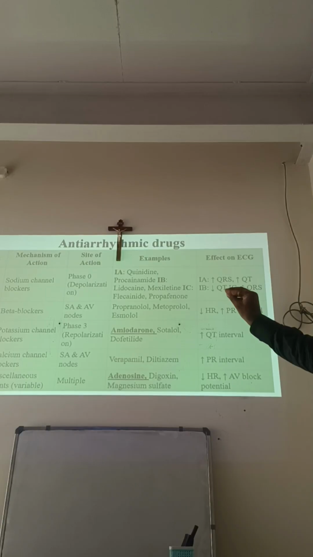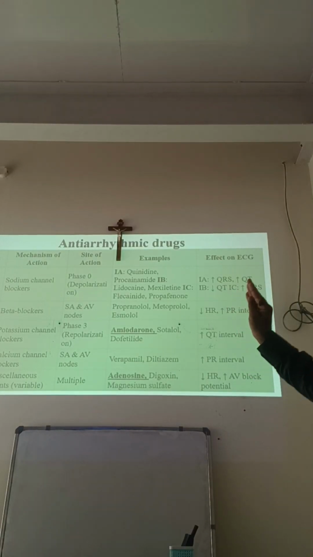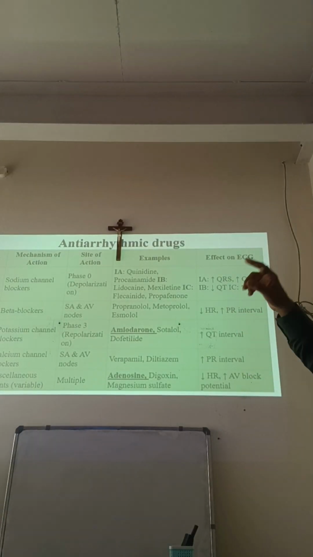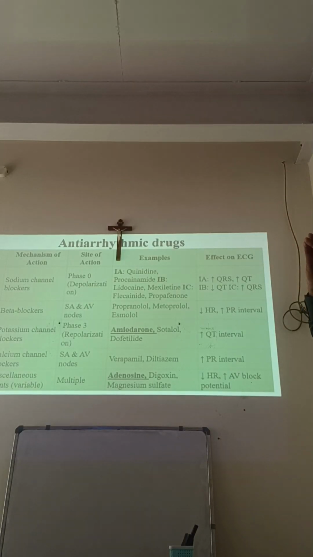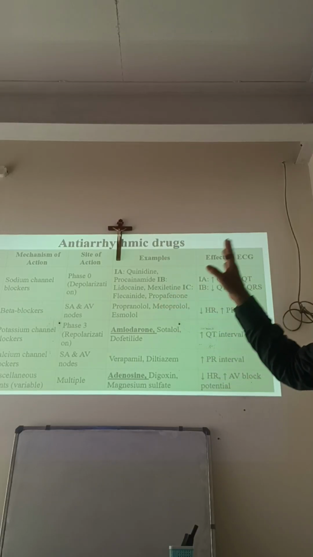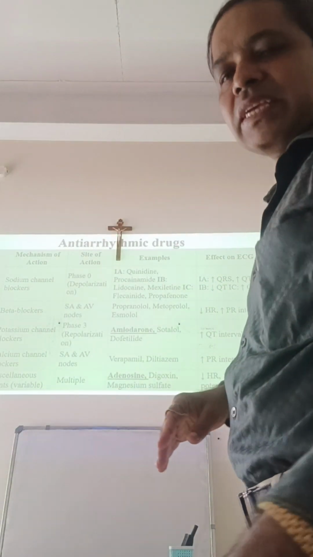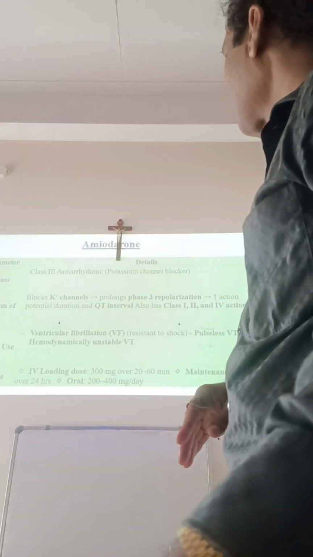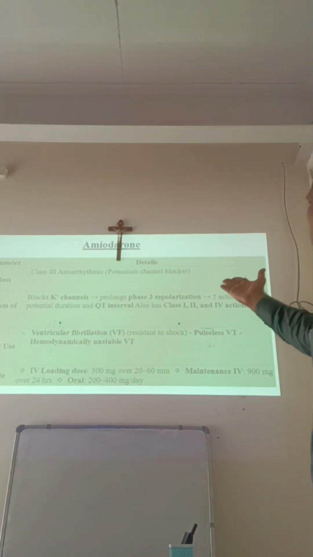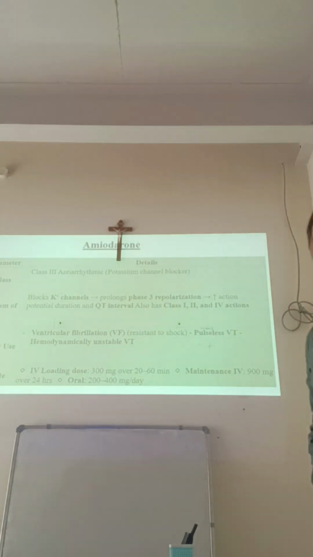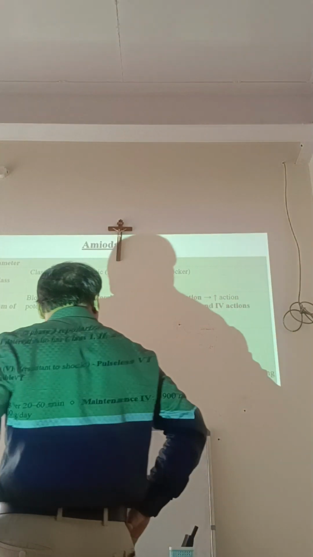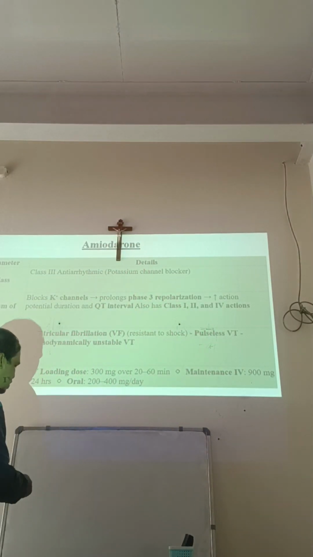ECG changes. Majorly, it is affecting the phase 3 depolarization. Additionally, it also acts as a sodium channel blocker, affecting phase 0, and as a beta blocker and calcium channel blocker, also affecting the transmission of impulses from the SA and AV node. So that's what we get there. They increase the action potential duration and the QT interval. So you know the action potential duration.